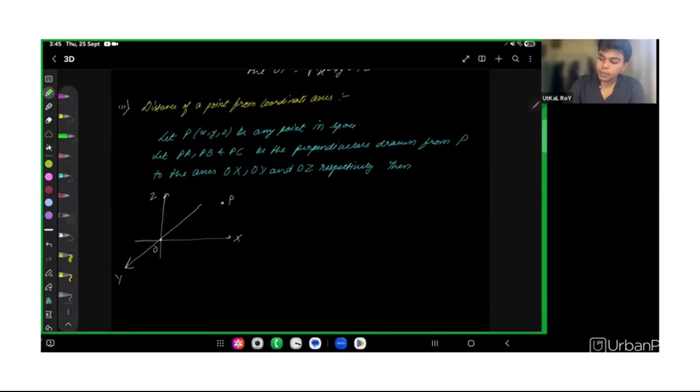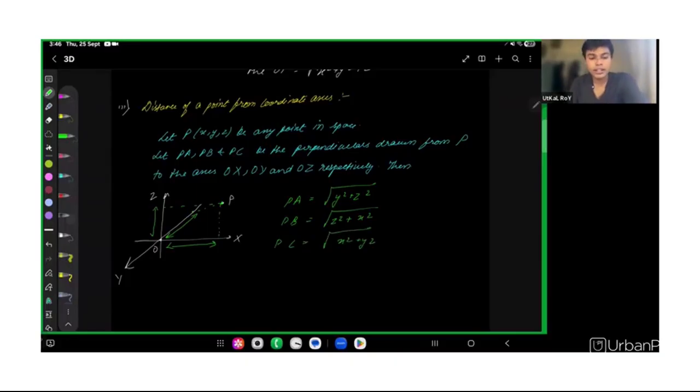So basically, if we take P to the x-axis, this distance. If we take P to the Z axis, then this distance. If we take P to the Y axis, then this distance, right? So PA will be root of y squared plus z squared. PB is root of x squared plus z squared. Just simple Pythagoras theorem. PC is nothing but root of x squared plus y squared, right? Any doubt?